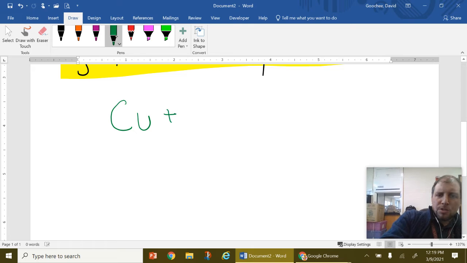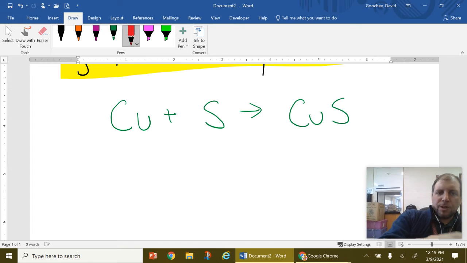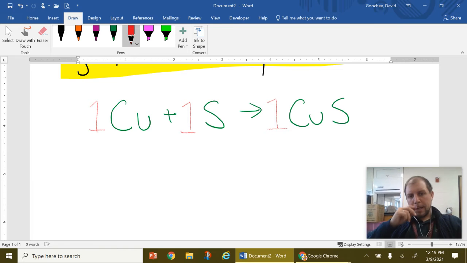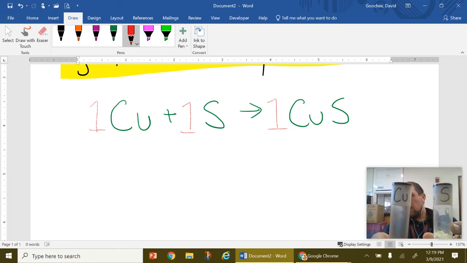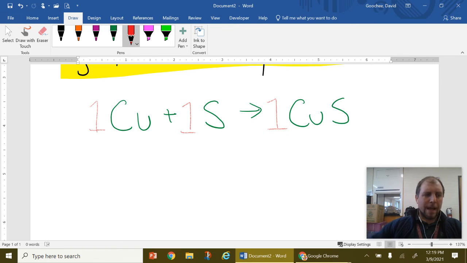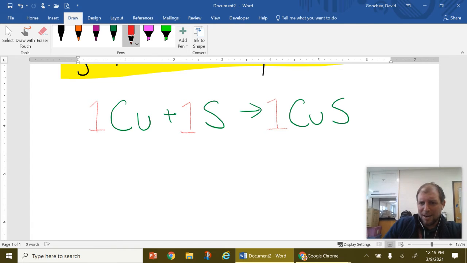Copper plus sulfur yields copper 2 sulfide. This is real easy because this balances to 1 of each, all right? So, copper plus sulfur yields copper 2 sulfide. Simple chemical reaction, everything just balances out to 1, okay? Now, this chemical reaction, again, is balanced in terms of number of particles. So I can't use mass in here. I can only use number of particles.